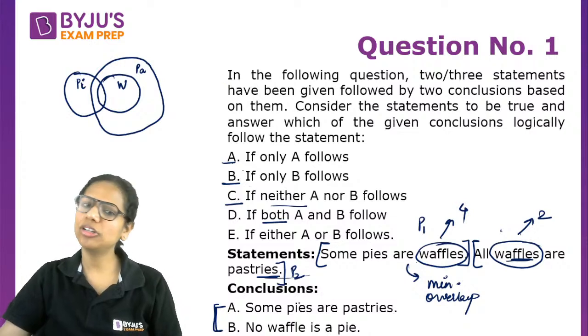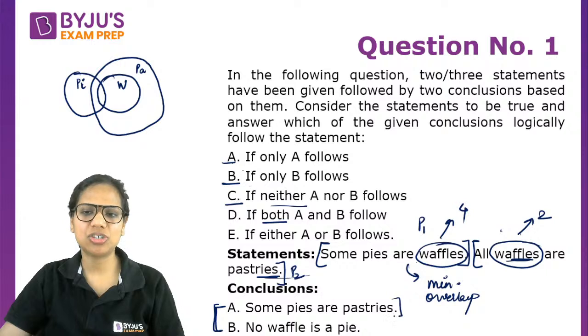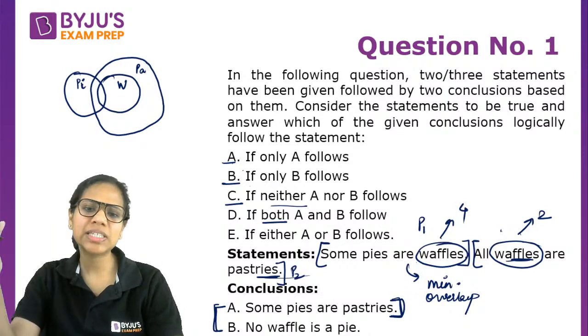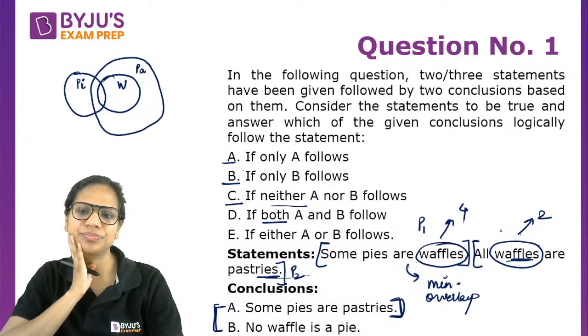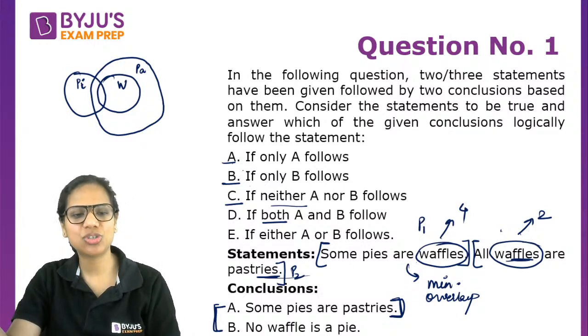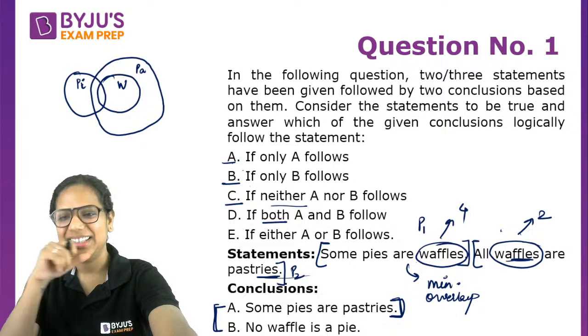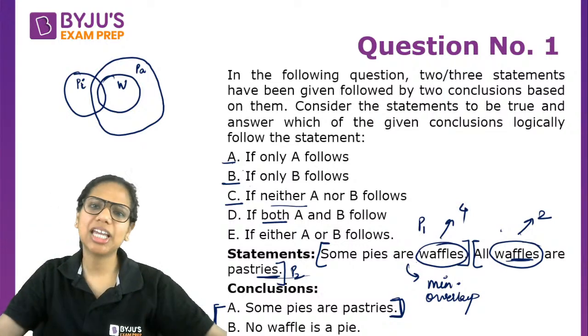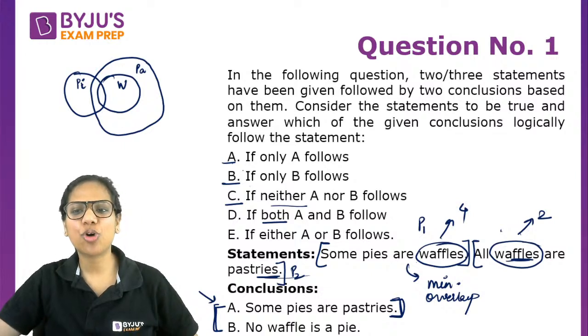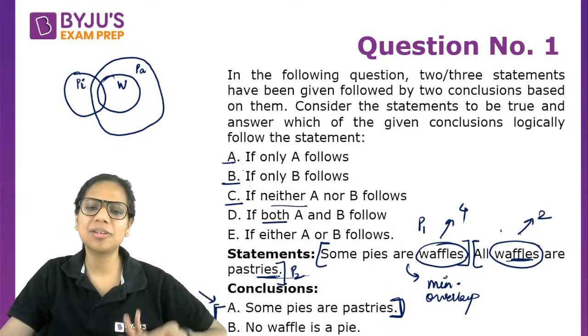Now let's look at the conclusions. Some pies are pastries. Is it something that is necessarily true? Tell me. Something that will necessarily follow. Some pies are waffles and all waffles are pastries. So can I say some pies are pastries? I can't say that for sure, right? Some pies have to be pastries because some pies are waffles and all waffles are pastries, so by corollary some pies have to be pastries.